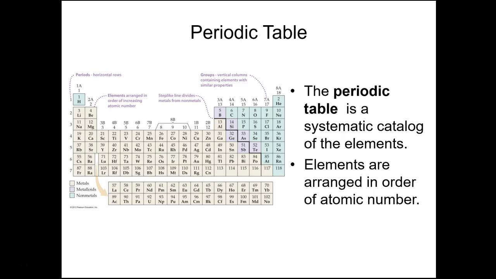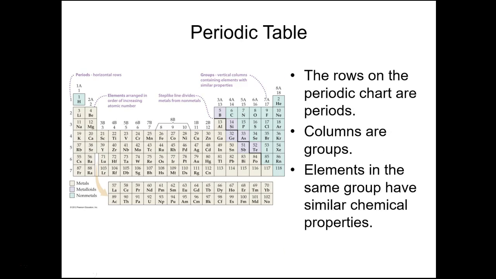So the periodic table is really just a systematic listing of the elements, and they are arranged in ascending order of atomic number. That is how many protons they have in their nucleus. And so you can see it starts with 1, 2, 3, 4, 5, 6, etc. It's always in ascending order of atomic number.